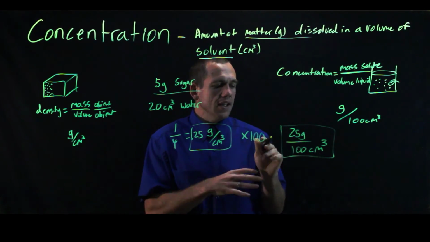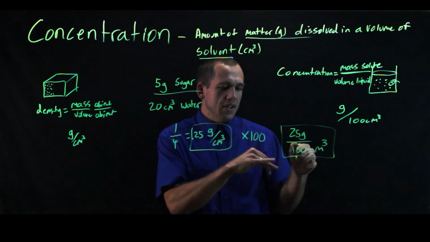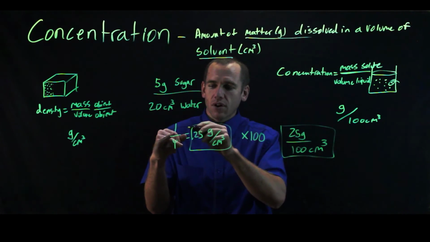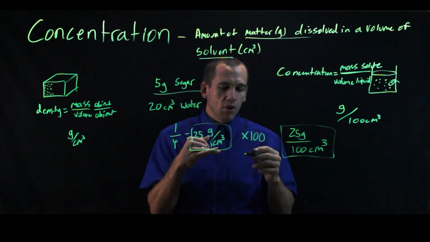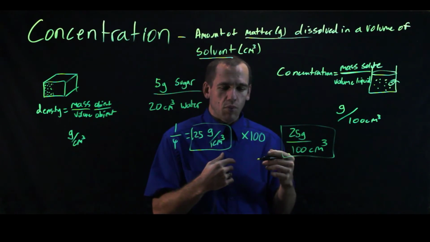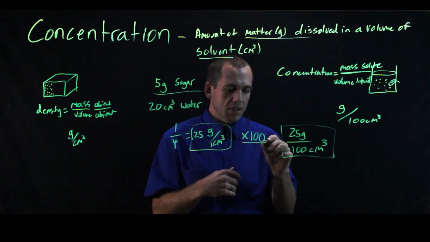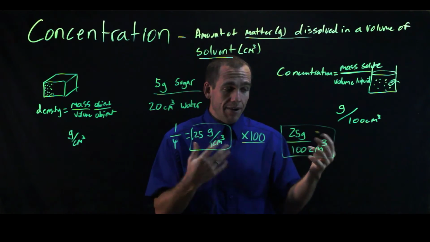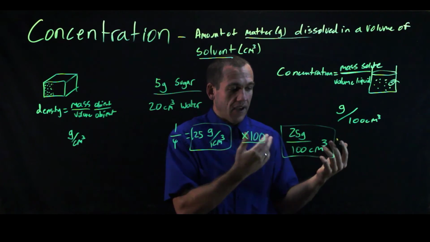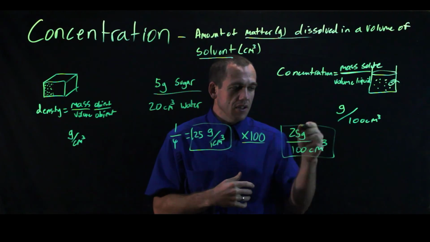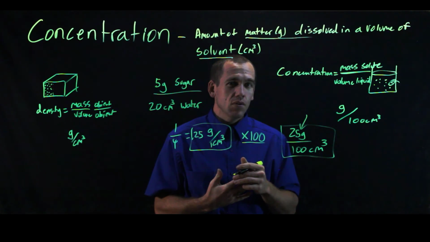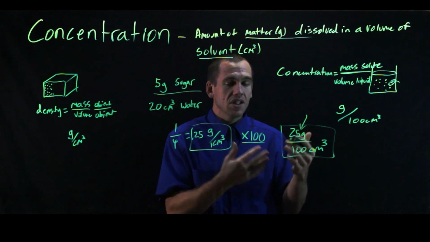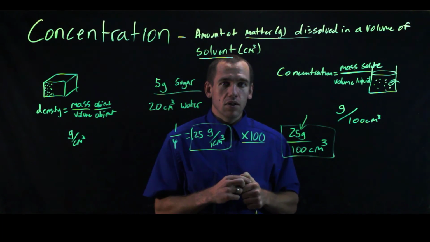Okay? Now, if I wanted that in any other volume besides 100, I would take whatever I had for grams per 1 cubic centimeter, and multiply it by however many cubic centimeters I wanted. So if I wanted 100 cubic centimeters, multiply by 100. If I wanted 10, I would just multiply by 10, and I'd get 2.5 grams per 10 cubic centimeters. Now, the bigger this number on top is, the more concentrated the solution is, or the more solute, the more stuff is actually dissolved into the mixture.